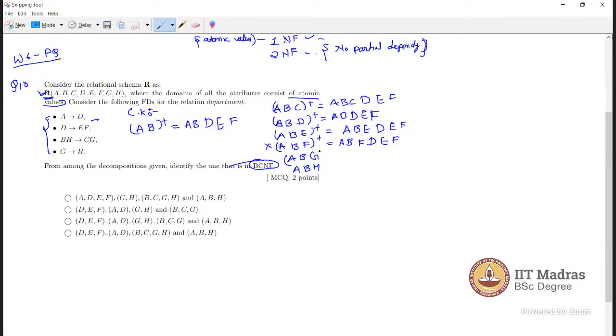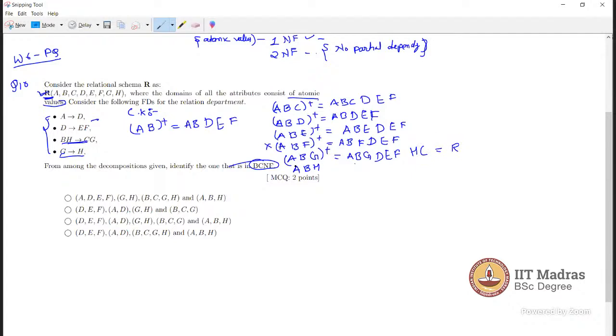Now let us take the closure of ABG. From AB I will get D. From D I will get E, F. And from G I will get H. And from B and H, from this functional dependency, I will get C. G is already here. So this is equal to relation R. So ABG is my candidate key.